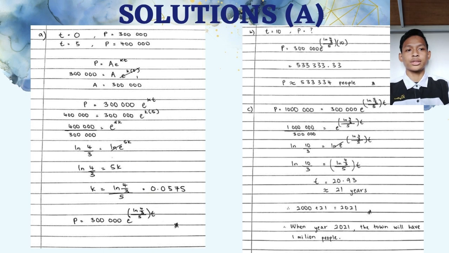So P equal to 300,000 E power of ln 4 over 3 over 5, and T you insert 10, and you get 533,333.33. So you have to round it. P equal to 533,334 people.